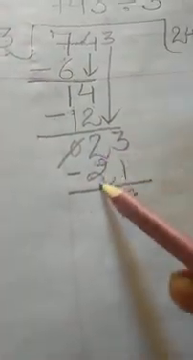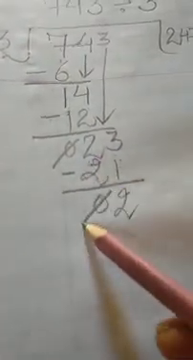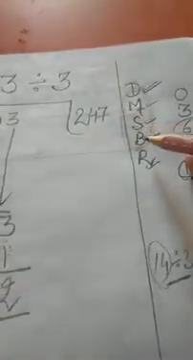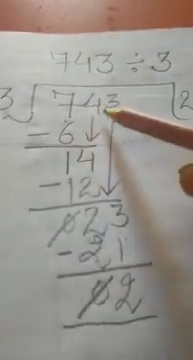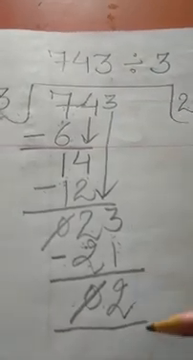After doing multiplication, next step is of subtraction. So we will do subtraction. 3 minus 1, 2 will be here, and 2 minus 2, 0 will be here. 0 doesn't matter for us. So here is 2, and next step is bring down, and you can see here no digit is left to bring down.